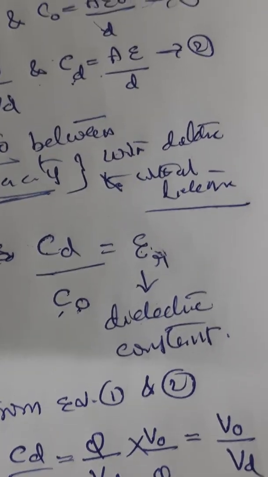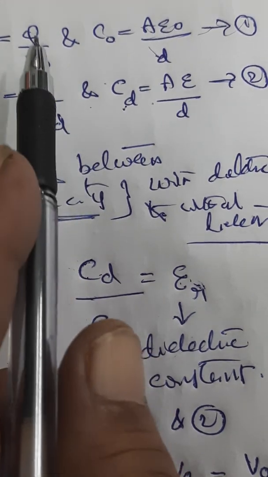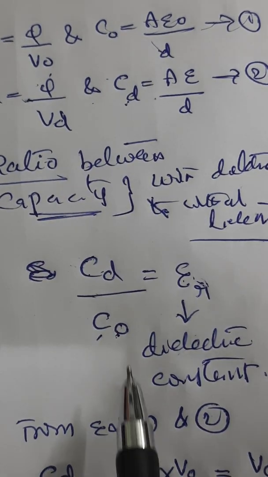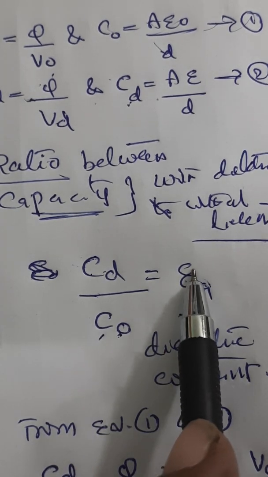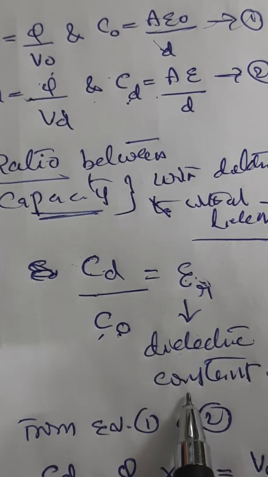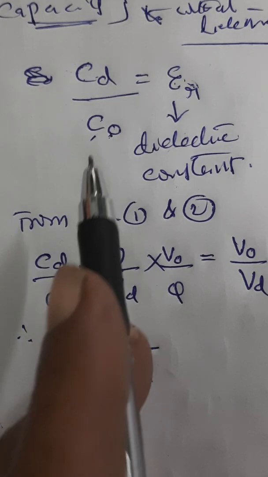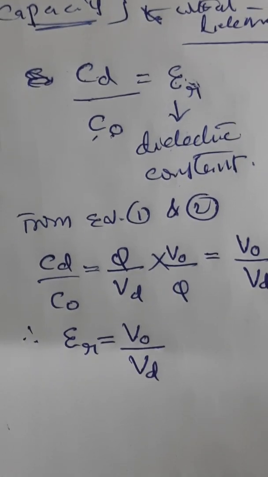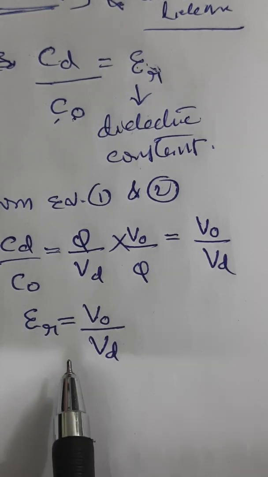So, as shown in the last session, we have arrived at two different formulas for this. Now, if you take the ratio between these capacitors, with dielectric to without dielectric, then you will have Cd by C0, which is represented as epsilon r, which is the dielectric constant. Now, from these two equations, Cd by C0, if you calculate using the first formula, then you will arrive at V0 by Vd. So epsilon r equals V0 by Vd.